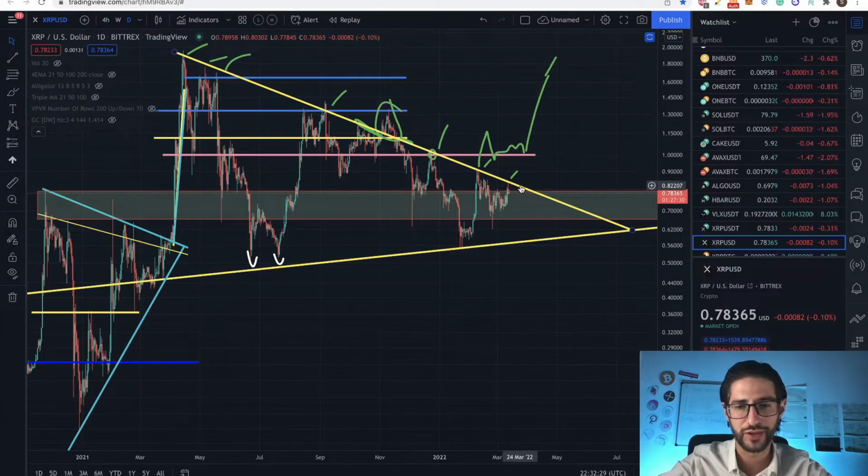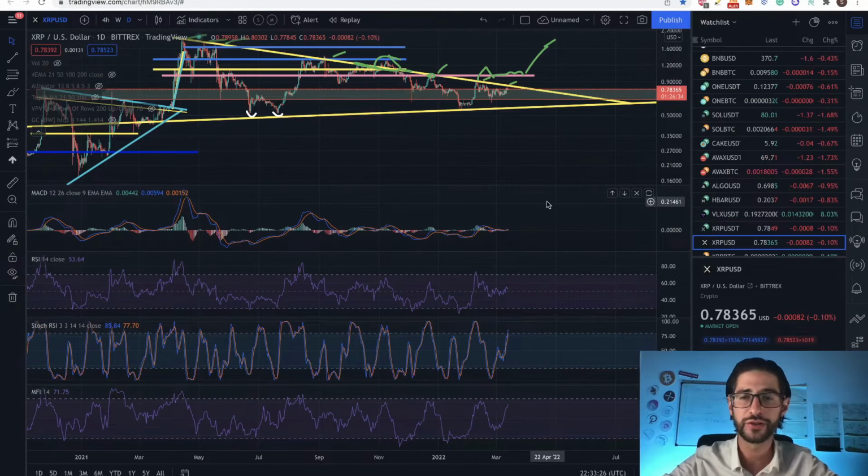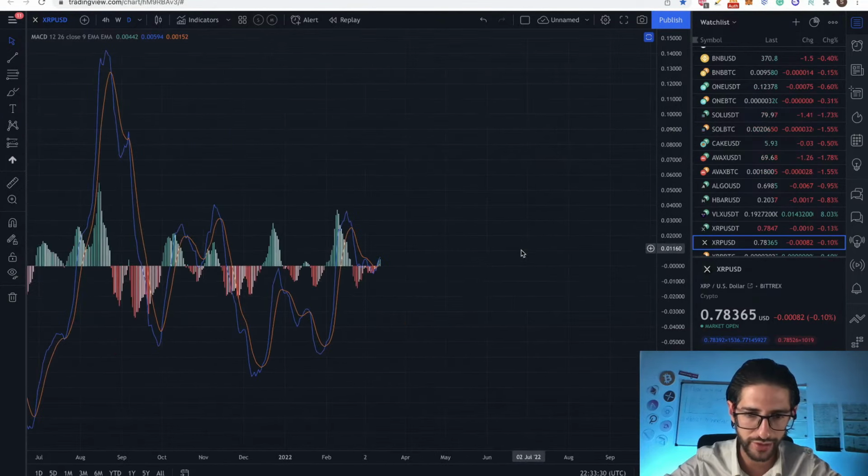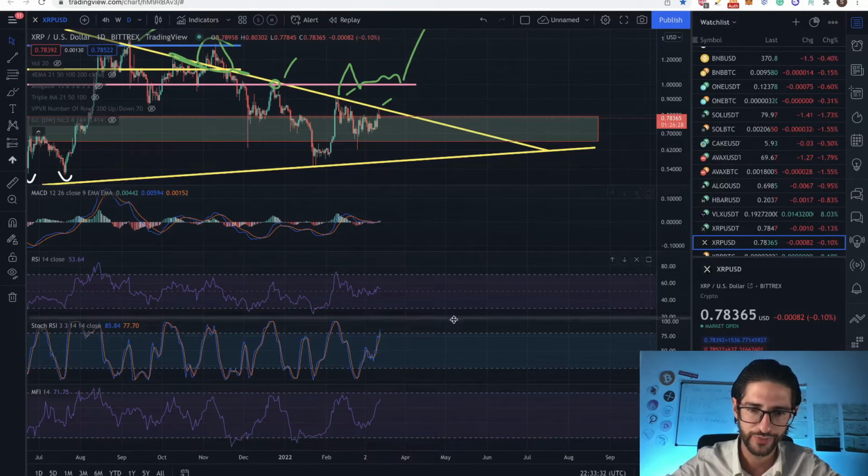This yellow line of resistance actually is the same that I have for the weekly time frame, so this remains the same basically. We need to break that resistance in order to be bullish. Indicators on the daily time frames are really bullish right now. The MACD already crossed bullish. The stochastic RSI is bullish.